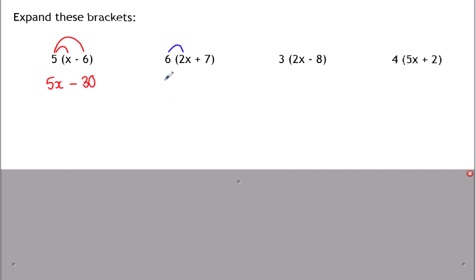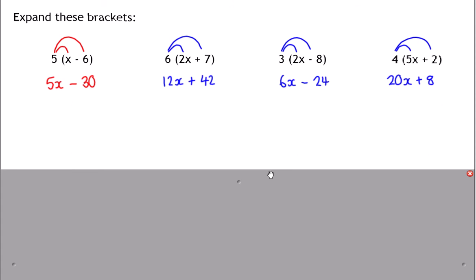So 6 times 2x gives me 12x, and 6 times 7 is 42, a plus and a plus is a plus. 3 times 2x is 6x, 3 times 8 is 24, a plus and a minus make a minus. 4 times 5x is 20x, and 4 times 2 is 8, a plus and a plus make a plus. So that's how you expand a bracket.